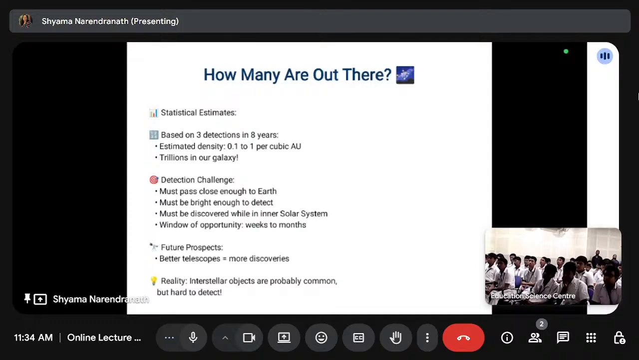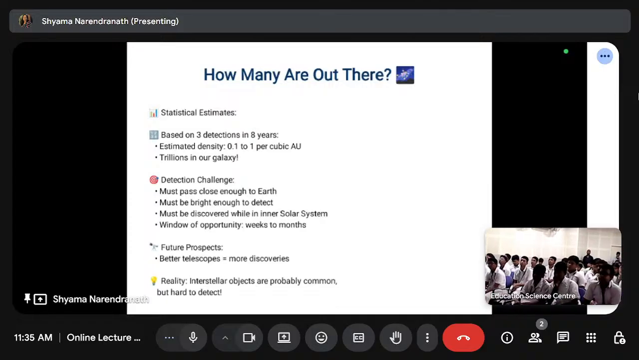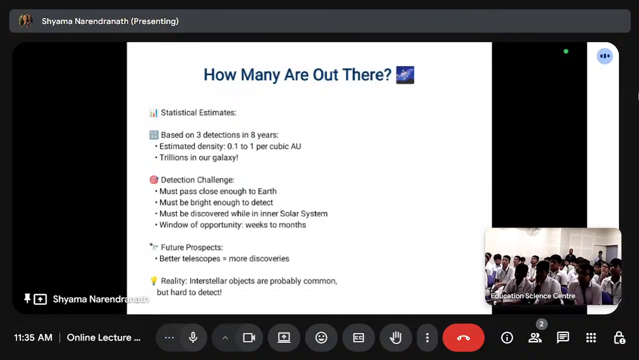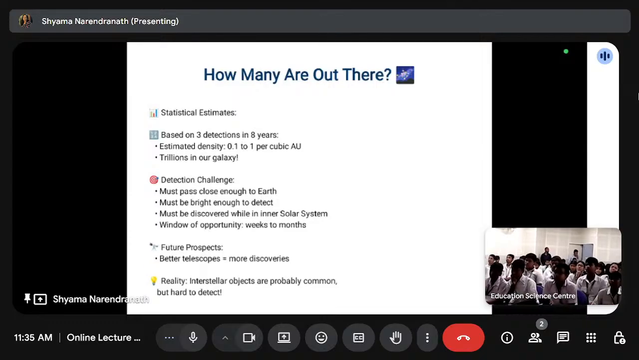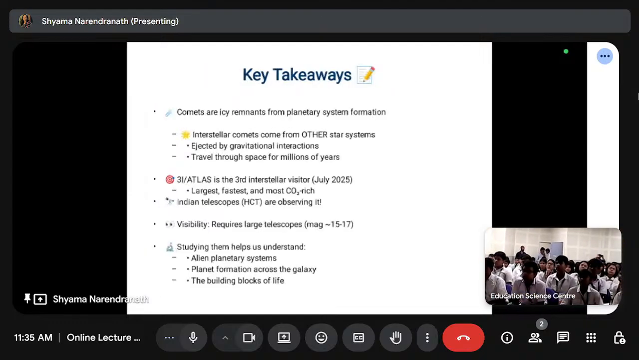How many are there? Based on 3 detections in 8 years, if you just do a probability calculation, there should be trillions of them in our galaxy. But the detection challenge is that they must pass close enough to Earth and must be bright enough. You should be able to see it from the inner solar system, and the window of opportunity is very small. Bigger telescopes will in future help us probably track more of these.